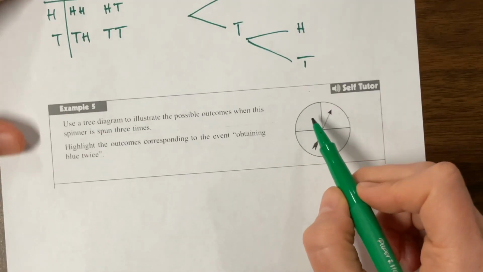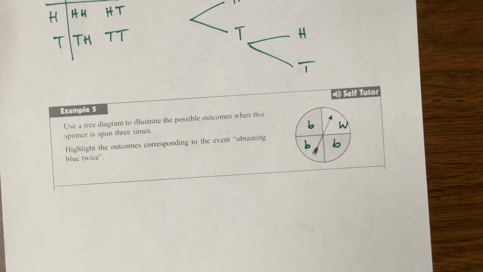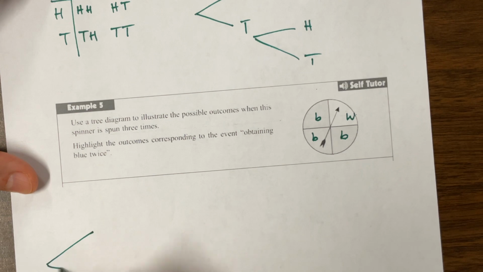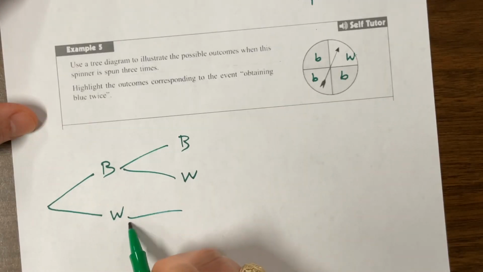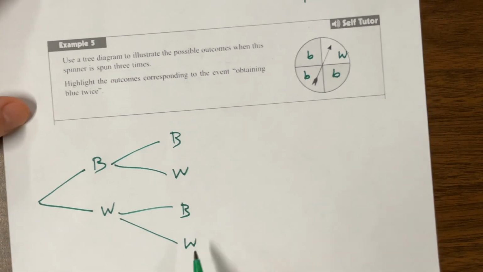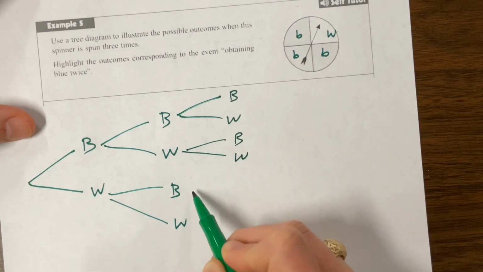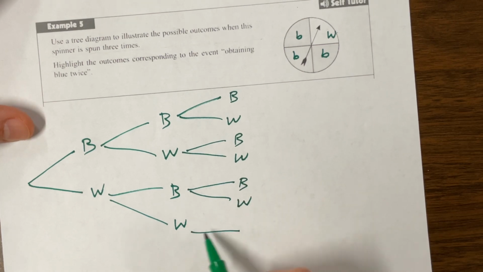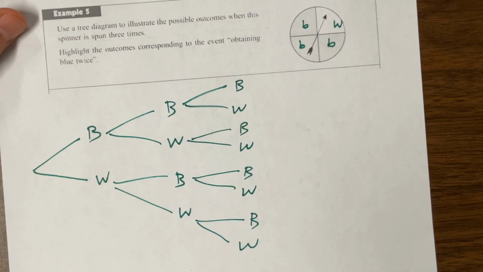On this spinner, I think this was blue, this was blue, this was blue, and this was white. They said draw a tree diagram to illustrate the possible outcomes when the spinner is spun 3 times. The first time, we get a blue or a white. Then we could get a blue or a white for the second spin. So we could go blue, blue, or blue, white, or white, blue, or white, white. And from each of these, we could get a blue or a white. Now, highlight the outcomes corresponding to obtaining blue twice.